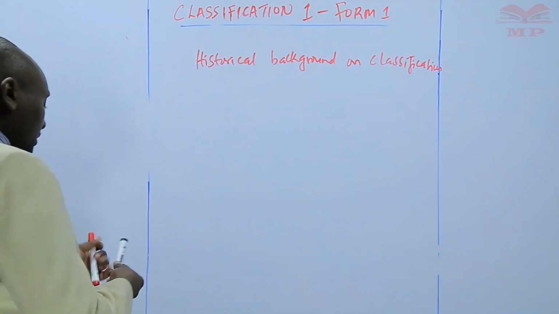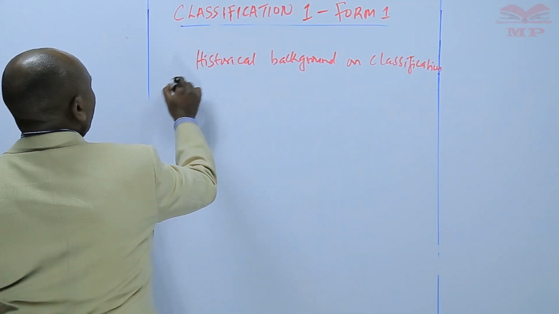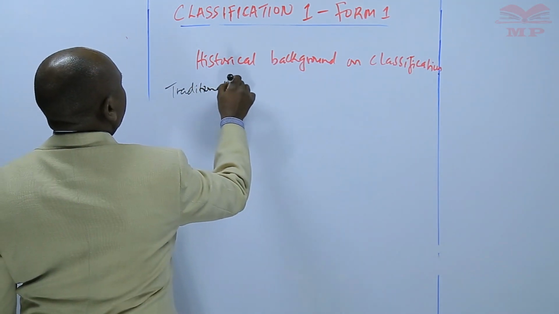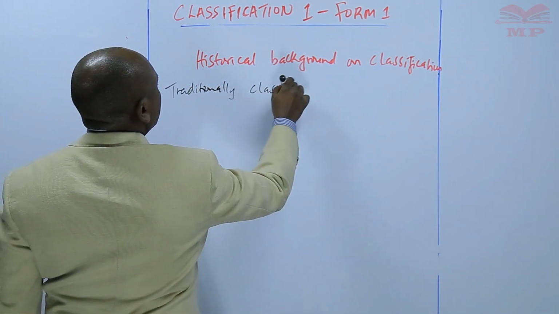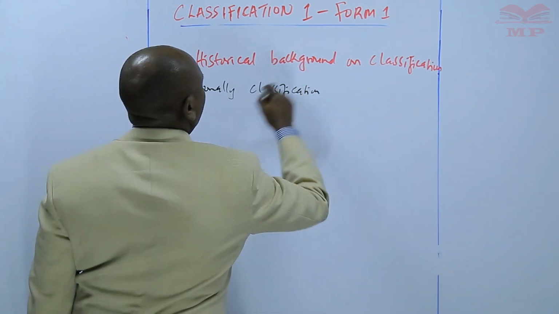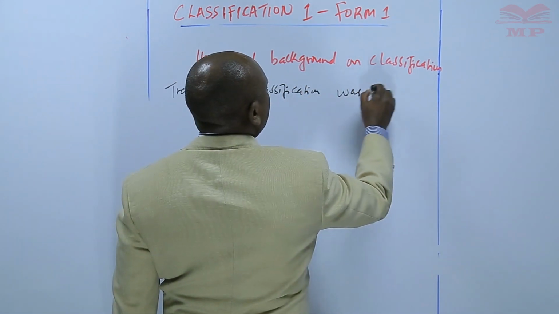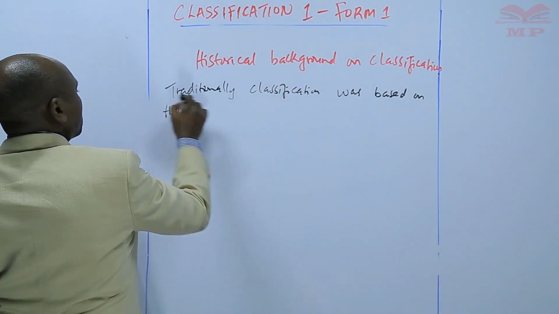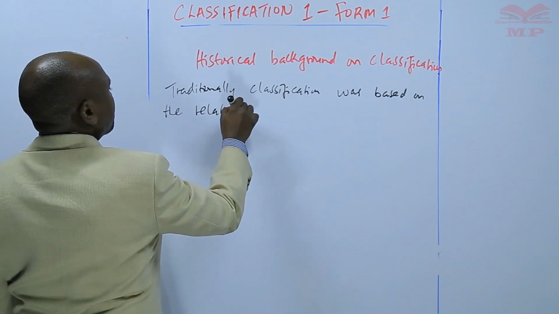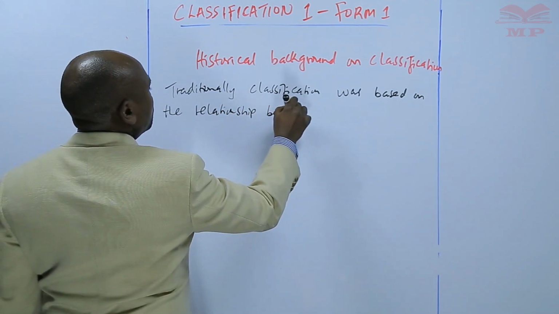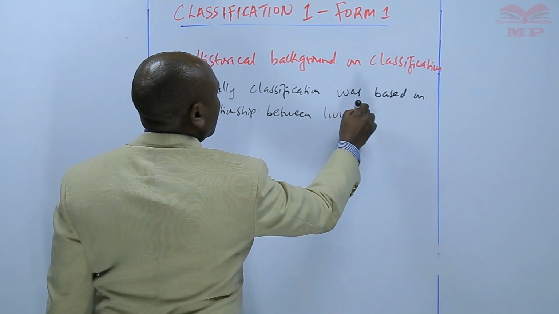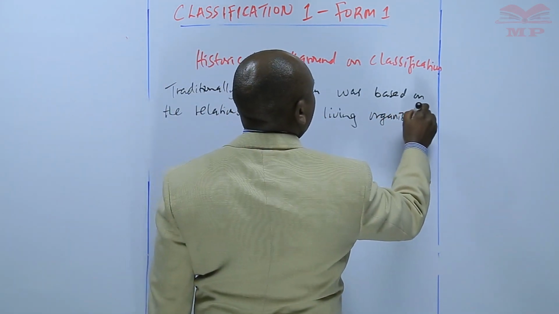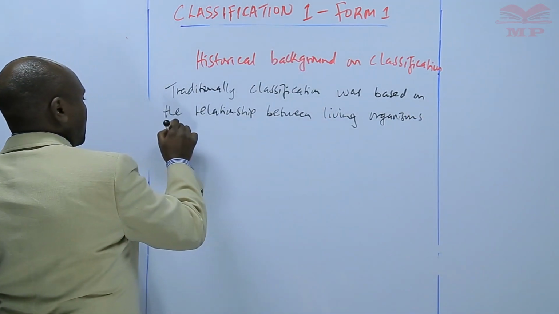So you can say that traditionally, classification was based on the relationship between living organisms and man.